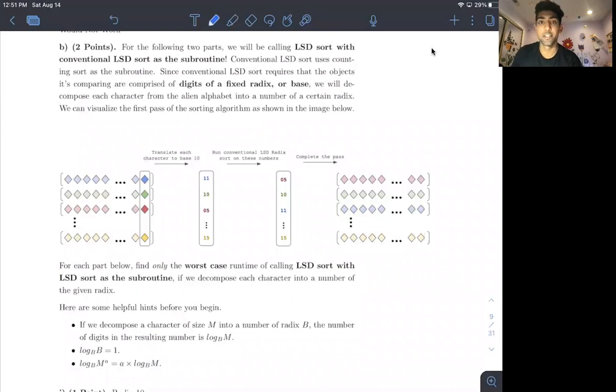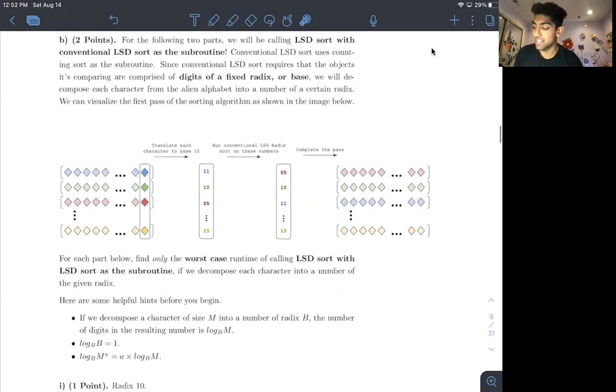For the following two parts, we'll be calling LSD sort with conventional LSD sort as the subroutine, and conventional LSD sort uses counting sort as the subroutine. So in this instance, we're doing a kind of recursive LSD sort, where we're running LSD sort, and then on each digit, we're calling LSD sort again. I think it's kind of cool, kind of a weird idea, but let's see how it plays out.